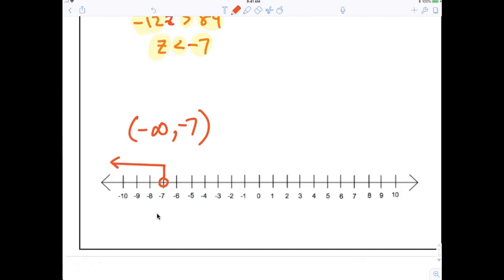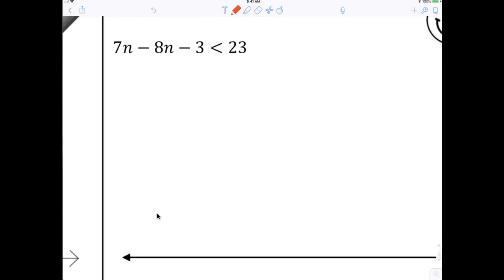All right. Now, let's try the next one real quick. Come on, 30 seconds. Let's go. Chop, chop.